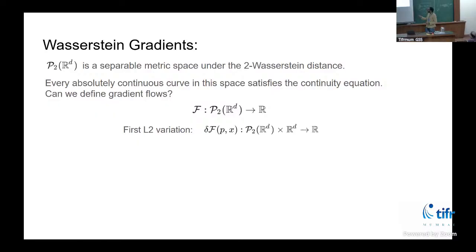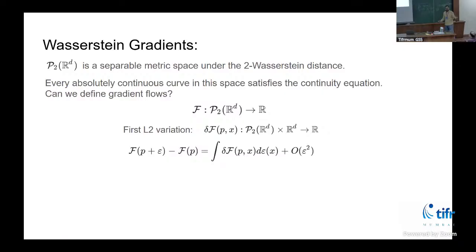So we have a functional f from P2 of R^d to R. I told you this before, and then I'll have the first L2 variation of this functional. I don't know if everyone is familiar with what an L2 variation is. It's from calculus of variations. No? Okay, well, here's a definition. We'll think of a probability distribution as a density. A density is a function, and then what I'll do is take P and add a function epsilon to this P, and I'll consider f of P plus epsilon minus f of P.